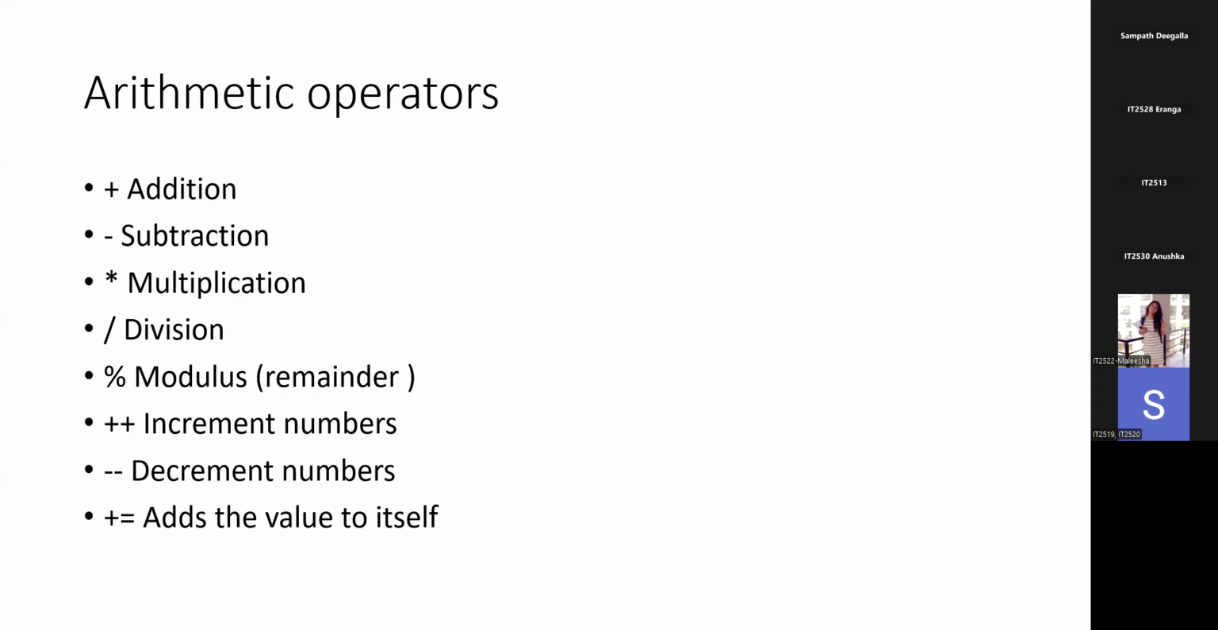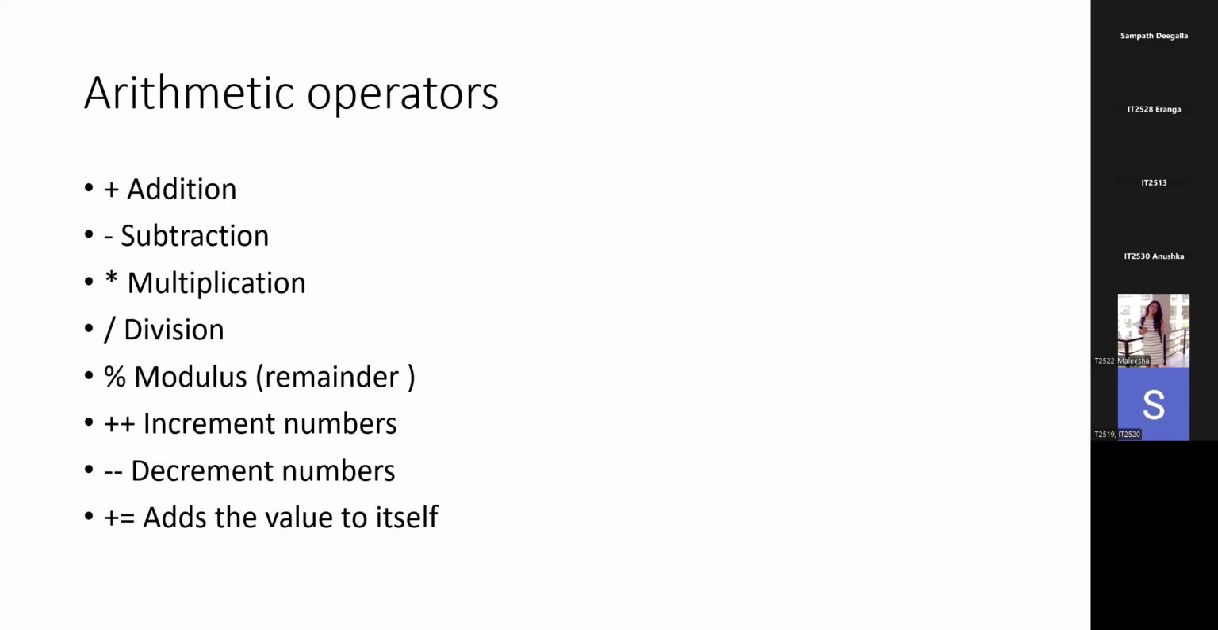Let's look at the different operators. These are the operators available in JavaScript. You can see simple arithmetic operators like addition, subtraction, multiplication, division. The percentage symbol we normally call the modulo operator or remainder. Then we have increment and decrement, and you can have plus equal, which adds the value to itself. Minus equal can also be used, right?